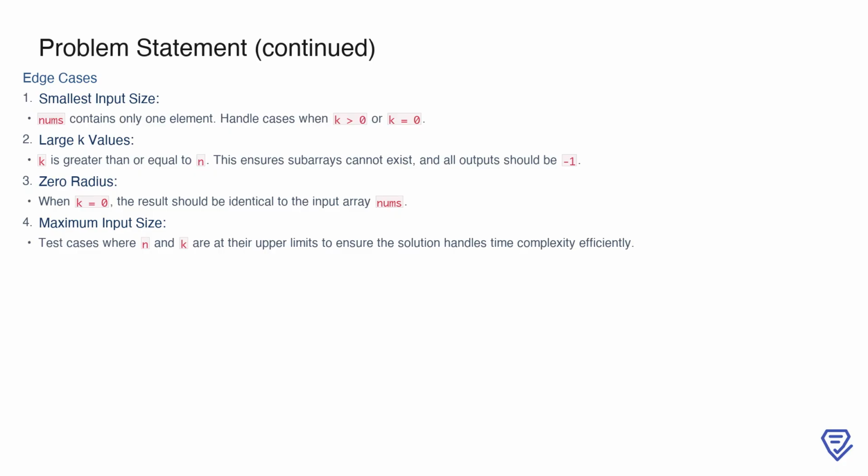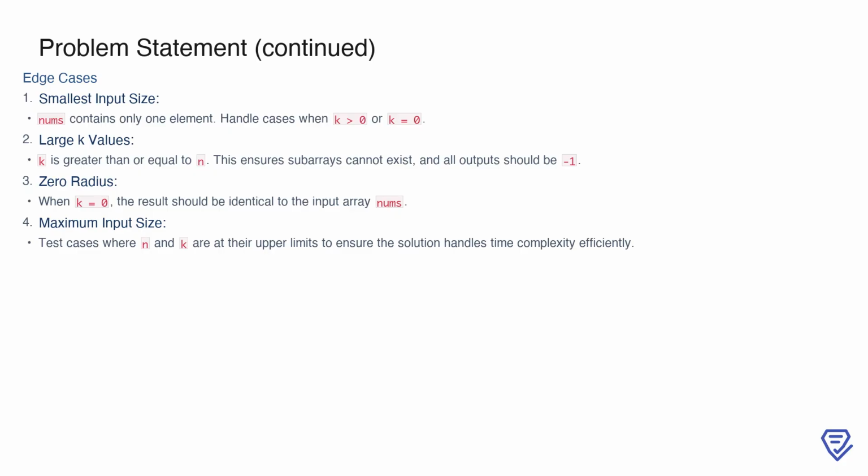First, consider the smallest input size where nums has only one element. If k is greater than 0, the result will always be -1 because the required subarray doesn't exist. But if k is 0, the result is simply the value of the single element. Next, when k is very large, specifically greater than or equal to the length of the array n, it's impossible to form any valid subarray, so all indices should return -1.